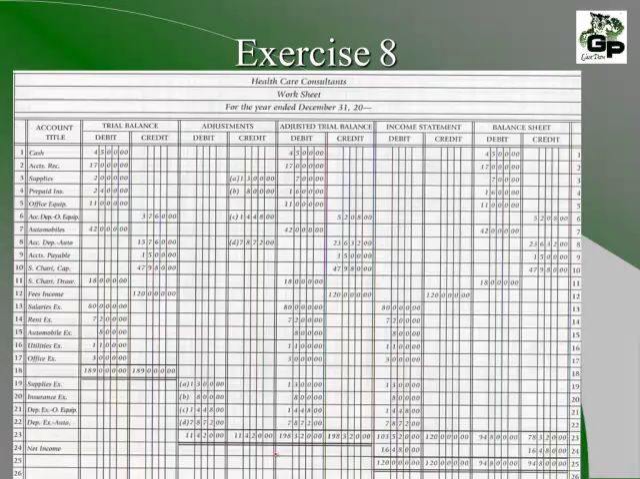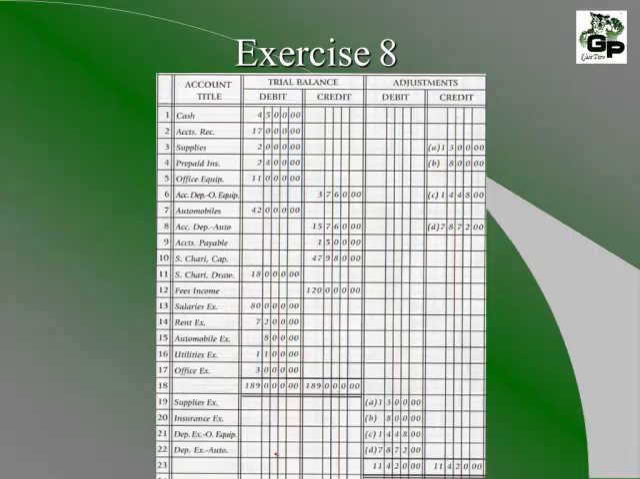So here is the worksheet that we have for exercise 8. This is what it's going to look like when it's completed. We'll now take a look at each of the individual columns. The first thing that we need to do is write down all the trial balance information from the trial balance in the textbook.